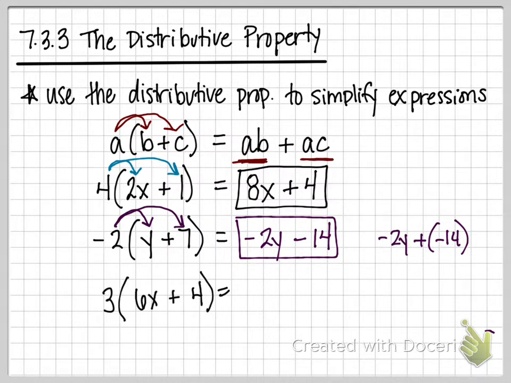Can you do this one on your own? 3 times the quantity, 6x plus 4. Distribute this 3 to both terms in the parentheses.